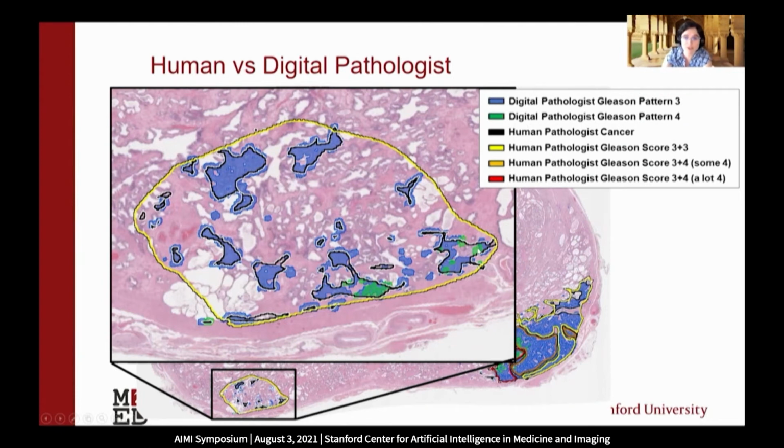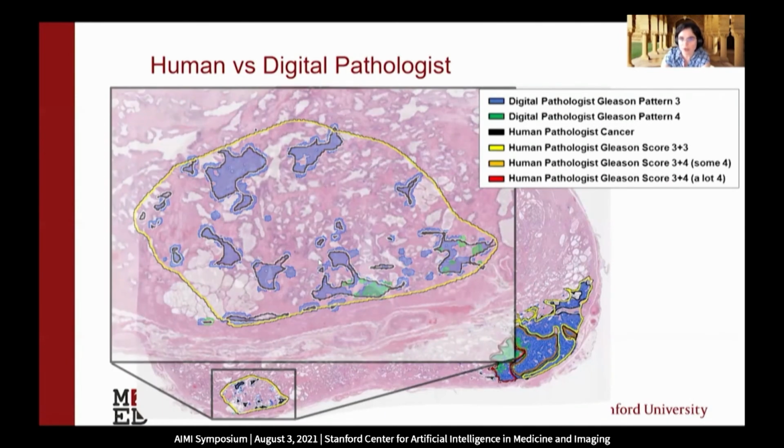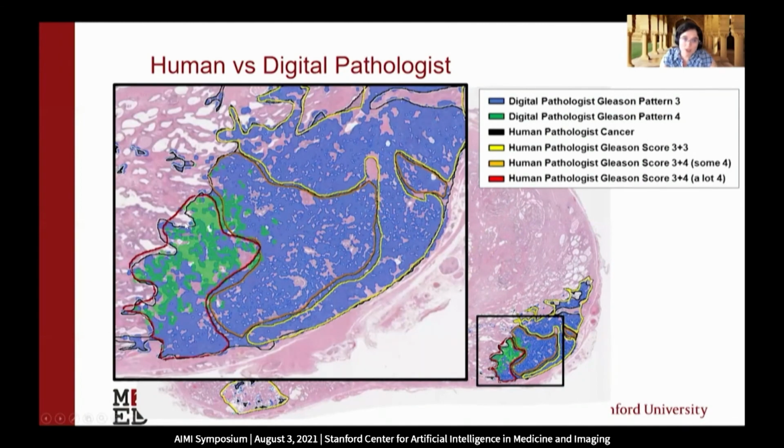And then what we see, for instance, in this image in the yellow, is the extent of cancer that, again, the same human pathologist at a different time has outlined, indicating that this is Gleason pattern 3 or Gleason score 3+3. As we can see, there is a huge difference in how that cancer is being outlined between the different annotations, whether that's the human or the digital pathologist. Similarly here on the contralateral side, we can see the differences between what the digital pathologist, blue and green, is showing relative to what the human pathologist has outlined.